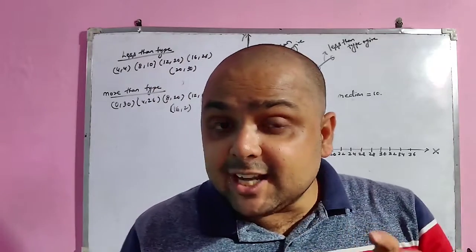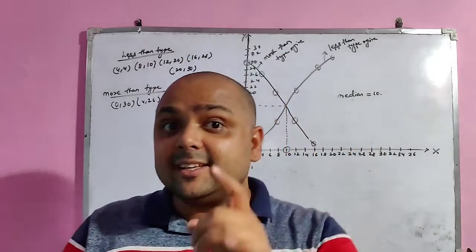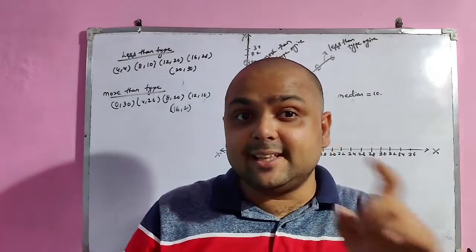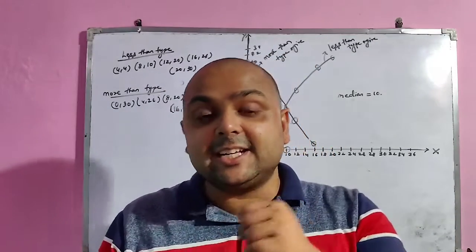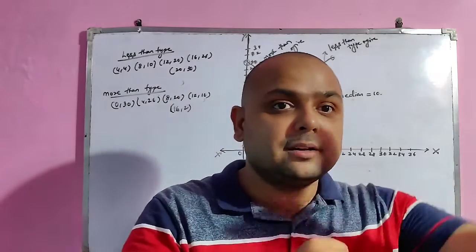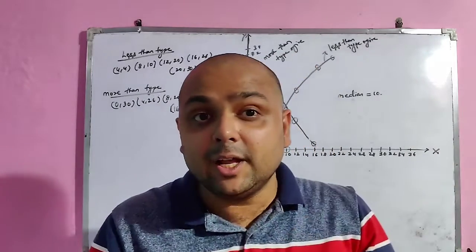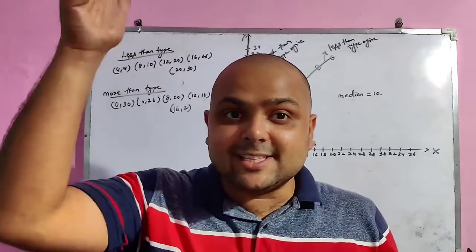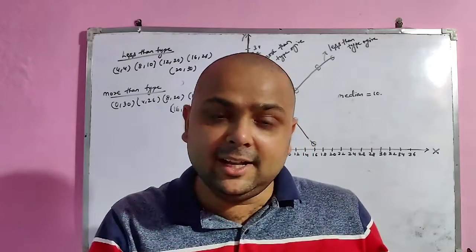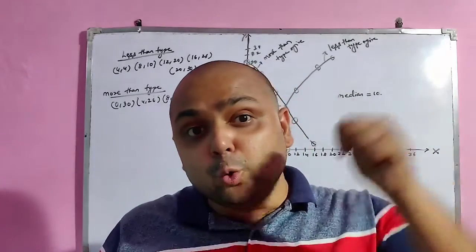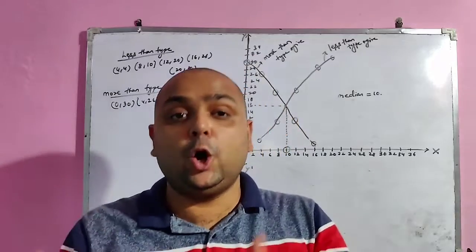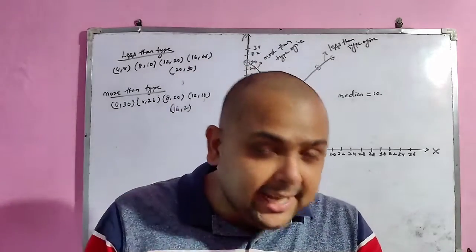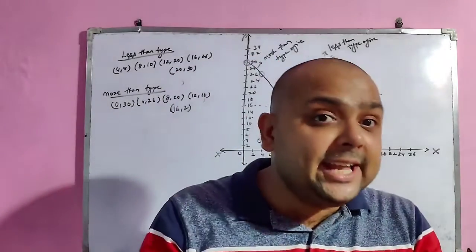So if the data is given like less than a particular value, less than a particular value, it is CF1. If the data is given like more than a particular number, more than a particular number, it is CF2. So in ascending, it is CF1. In descending, it is CF2. It will help you to understand the data, whether it is less than or more than. If it is ascending, it is less than. If it is descending, it is more than.